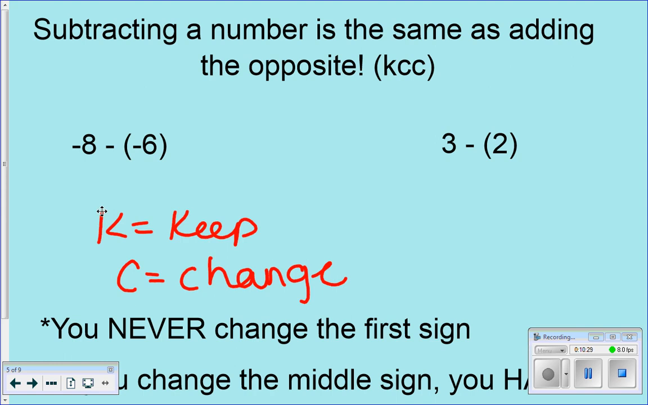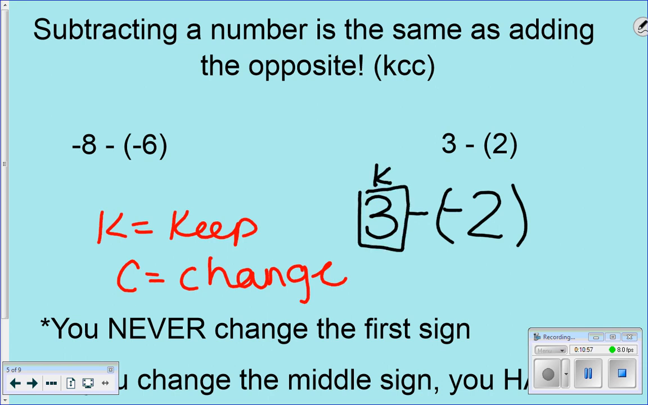I'm going to go back to the first one we did. What was it? 3 minus negative 2. I think that was the first one we did with our counters. I'm going to go back to that one because you already know that answer. So it was 3 minus negative 2. Now let me show you how we use this keep, change, change. Okay? The first number, we never ever change it. So we call it keep. We call it K. We're going to keep him.